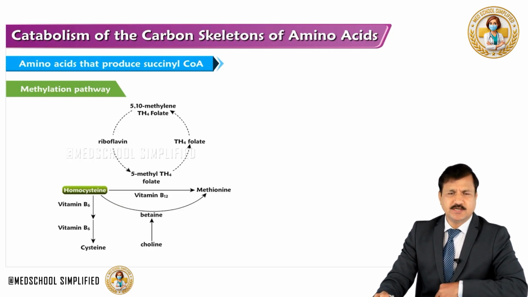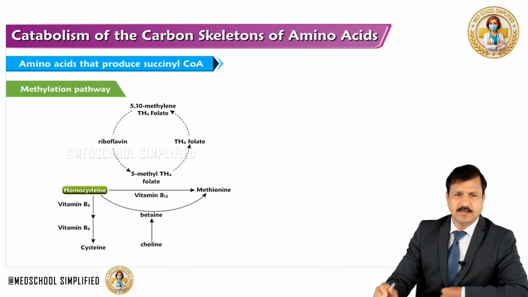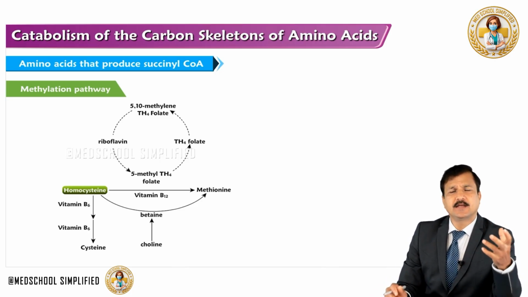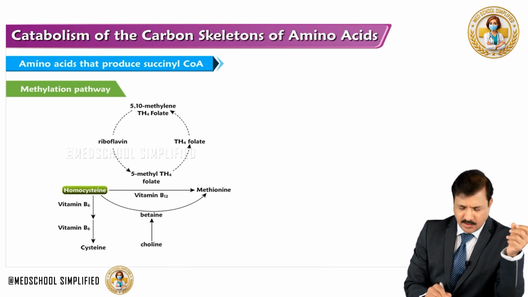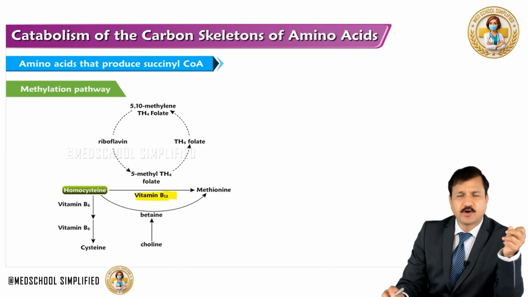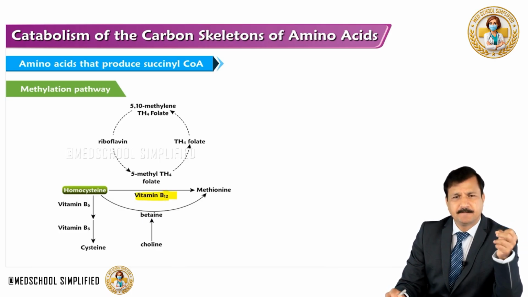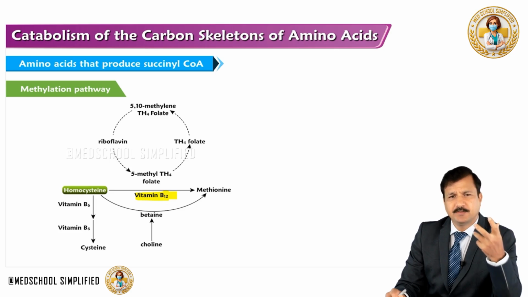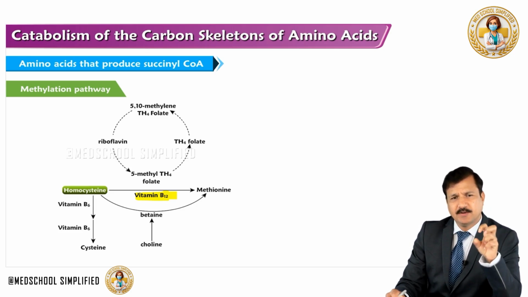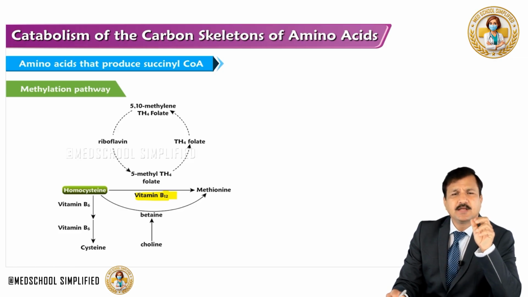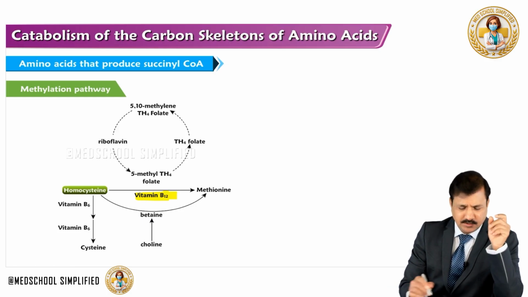So homocysteine is converted into methionine upon taking a methyl group from vitamin B12, that is in the form of methylcobalamin. Methylcobalamin is a type of vitamin B12. So the methylcobalamin is going to give a methyl group to homocysteine. That's when homocysteine is converted into methionine. During this process, what will happen? The methylcobalamin will be converted into just cobalamin.